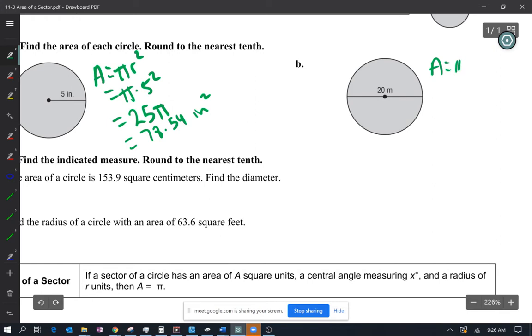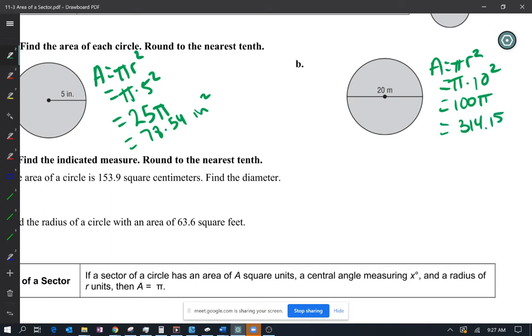Same thing here. Area equals pi r squared, so you get pi times 20 squared. And I just made a really stupid mistake. 20 is the diameter. It's actually 10, so it's 10 squared, which is 100 pi. And 100 pi is 314.15, times 3.1415, and it's inches squared if we're doing area.